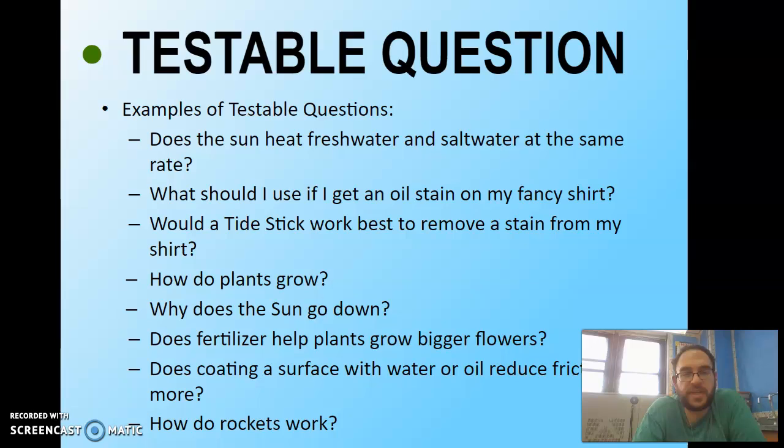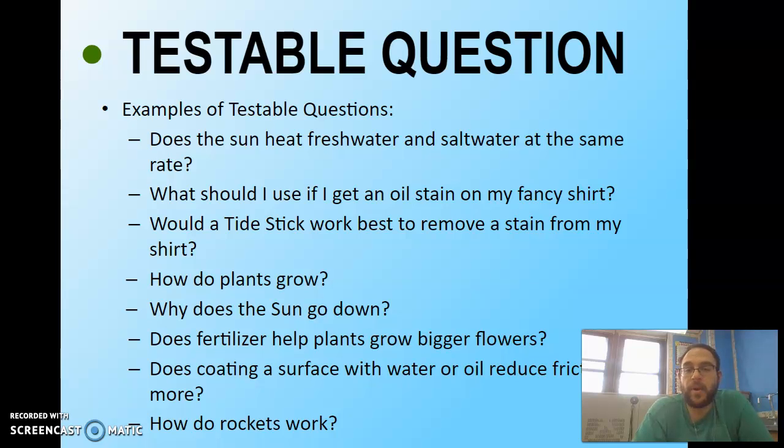Just to run through, these were what we would work on in class together, but since we had to split it up, does the sun heat fresh water and salt water at the same rate? Testable question, okay? Because I can set that up. I can just add salt to one and not to the other one, and then use the thermometer to see which one heats up faster.